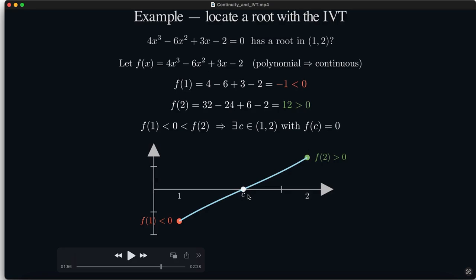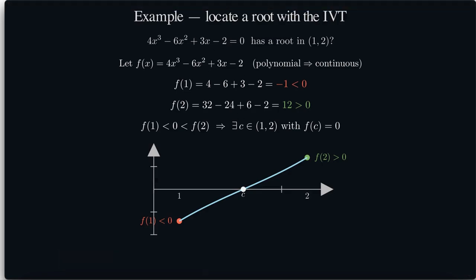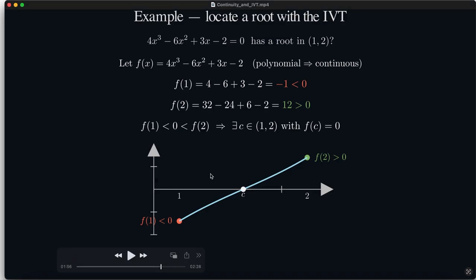So that means we know there's at least one solution. There's at least a c between 1 and 2 such that the function is 0, meaning the equation has a solution. So that's an example of how to apply the intermediate value theorem.